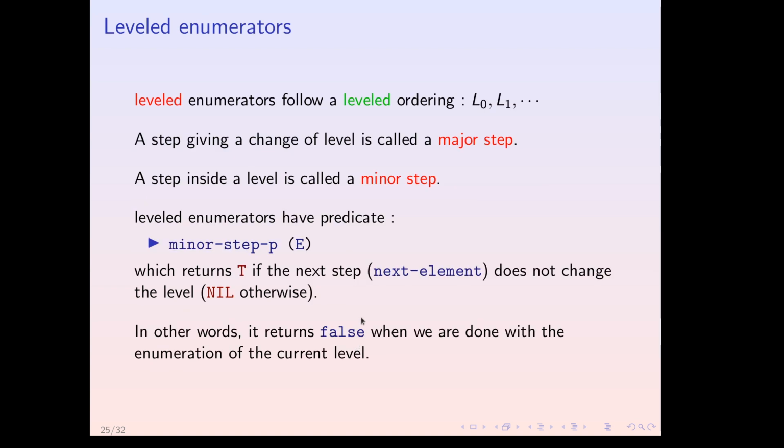So a level enumerator will be an enumerator of a product that follows a level ordering. We'll call a step giving a change of level, when we go from level i to level i plus 1, a major step, and a step inside the level will be called a minor step. So level enumerators have an additional predicate, which is minor step P, which says whether we are going to do a major step or a minor step.